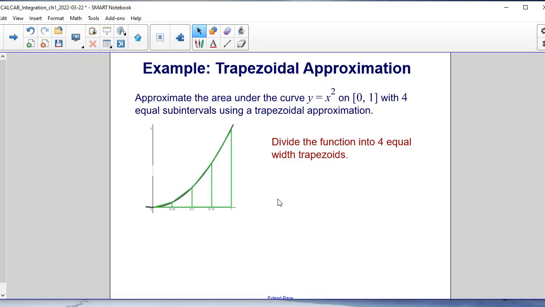We divide the function into 4 equal width trapezoids. Our first trapezoid will go from 0 to 0.25. It actually resembles a triangle. The second trapezoid will go from 0.25 to 0.5. Our next trapezoid goes from 0.5 to 0.75. And then finally, the fourth and final trapezoid goes from 0.75 to 1.